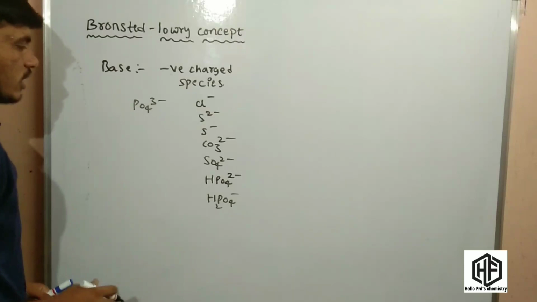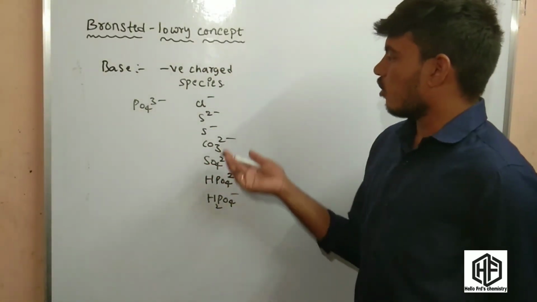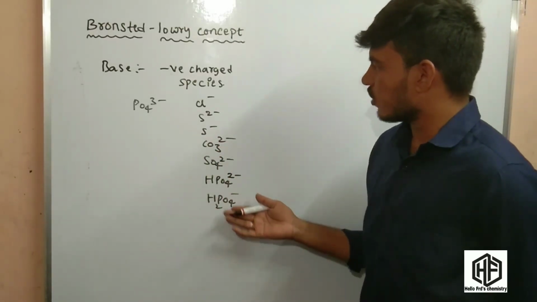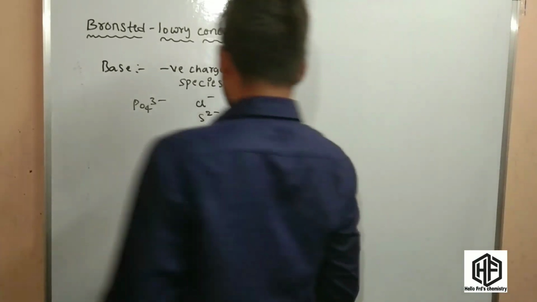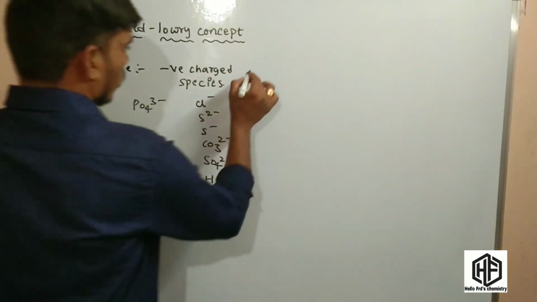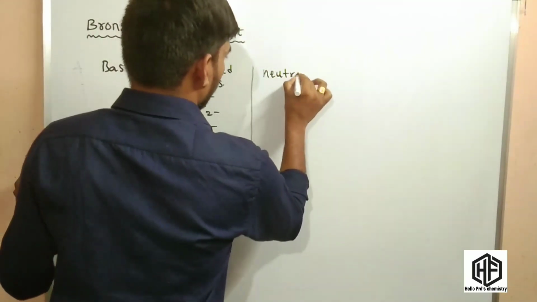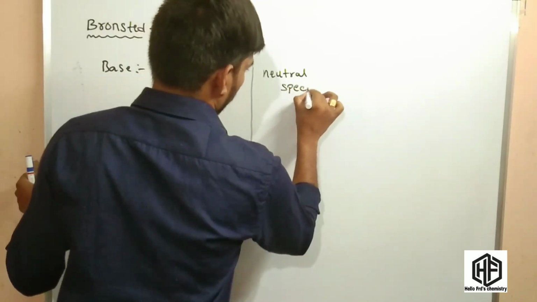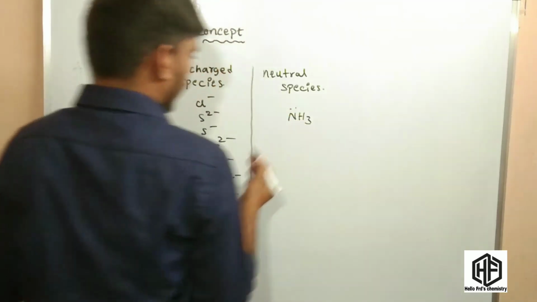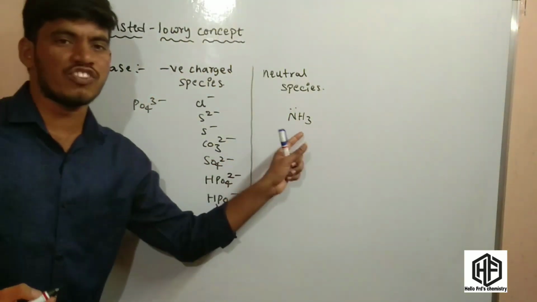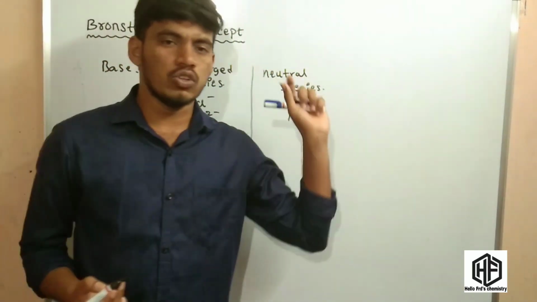They are called Bronsted bases because they accept H plus ions. Those that accept H plus ions are called Bronsted bases. These are examples of Bronsted bases. But Bronsted bases can also be neutral species. Friends, a neutral species is NH3. NH3 is a Bronsted base because it accepts H plus ions.